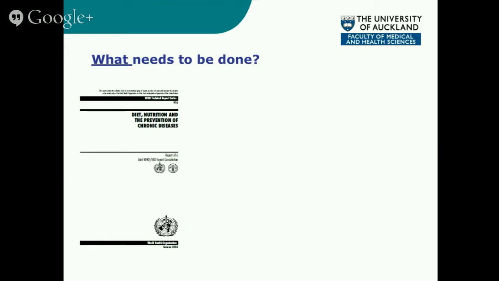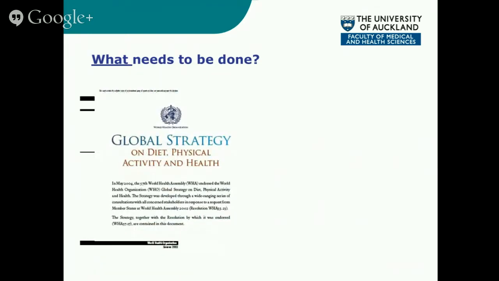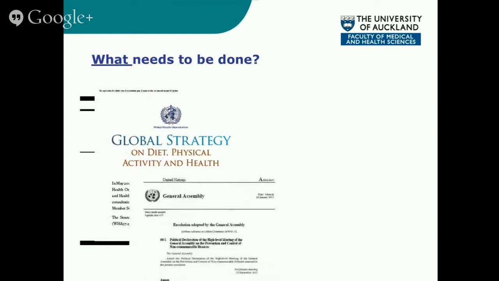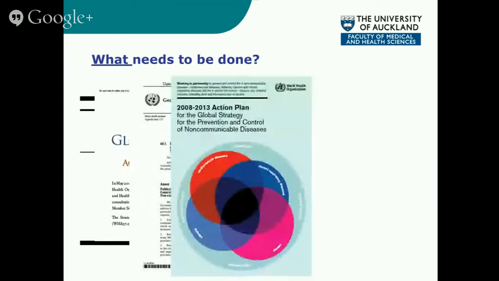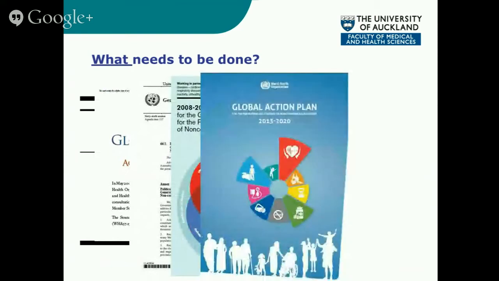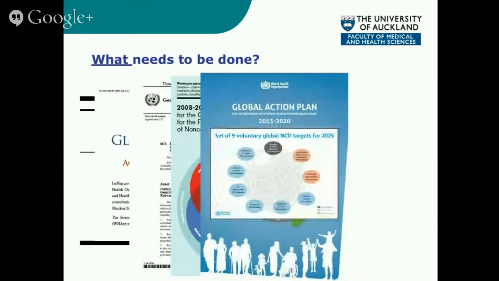There's actually quite high-level agreement on what can be done. There are a vast number of documents that have been produced ever since 2000. An important one was a global strategy on diet and physical activity by WHO. There was an important UN high-level meeting on NCDs. And then the last global action plan and monitoring framework as well, outlining what can be done. But anyway, progress globally is very patchy.